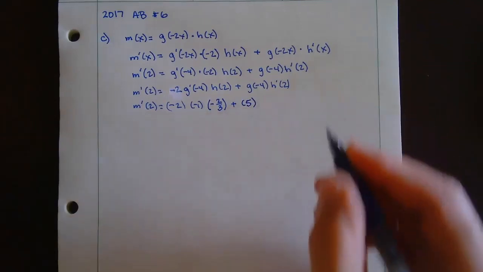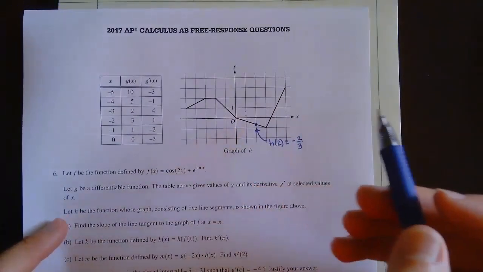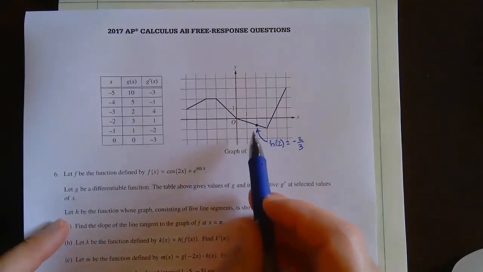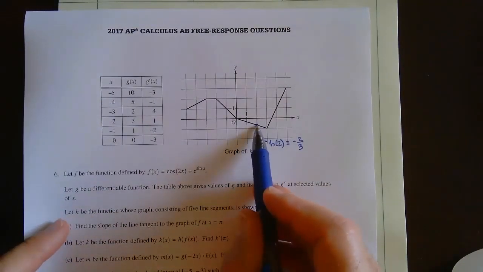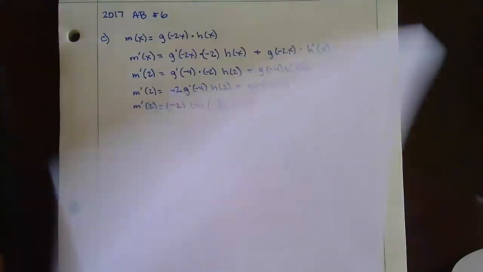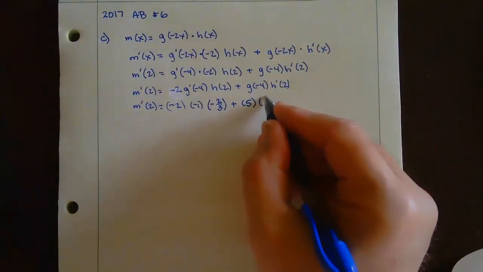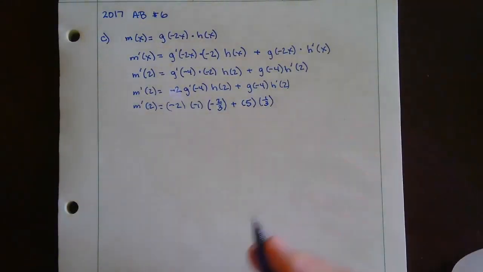And I'm just looking at my paper, okay? And then h prime of 2. Okay, so the h prime of 2, right? We just did that in the previous problem, okay? H prime of 2 is the slope right here. Well, what do we know about the slope? It's 1/3, right? So this would be 5 times 1/3, okay?